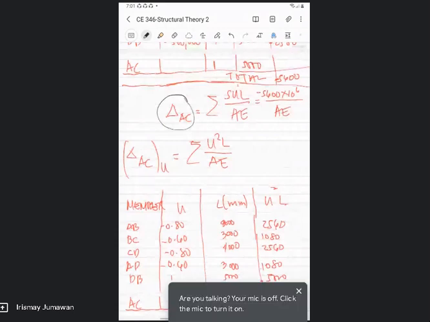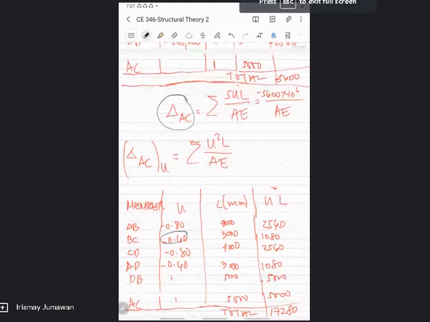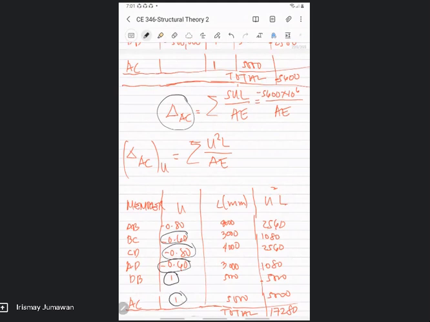So for the member AB, you have negative 0.80. Then for member BC, you have 0.60. Then CD, you have 0.80. Then member AD is negative 0.60. Then for DB, you have 1, and for AC, you also have 1.